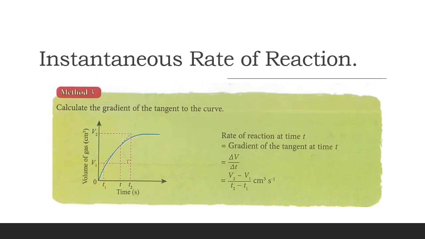And after that, we are going to calculate the gradient of the tangent at time t, delta v over delta t. Delta v means changes in volume over delta t, changes in time. So macam mana nak kira changes in volume? So kita nampak kat sini ada dotted lines ni, volume 2 and volume 1. So volume 2 tolak dengan volume 1 over time 2 minus time 1. So you will get the answer.